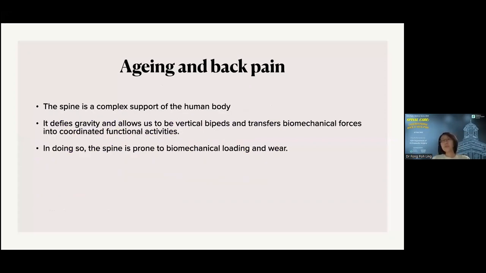I'll go a bit into the spine. I think some parts of it have already been explained by Dr. Ruben, but the spine is actually a complex support of the human body, and it's very important because it allows us to walk upright and transfer some of these biomechanical forces into coordinated functional activities. And because of our ability to stand upright and there are gravitational forces on our joints, discs and bones, it is prone to mechanical loading and wear.